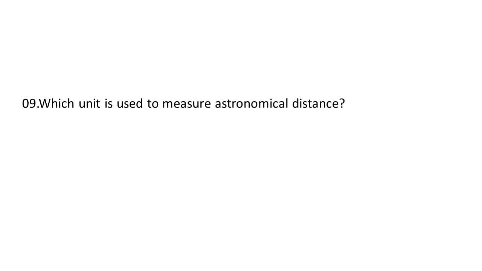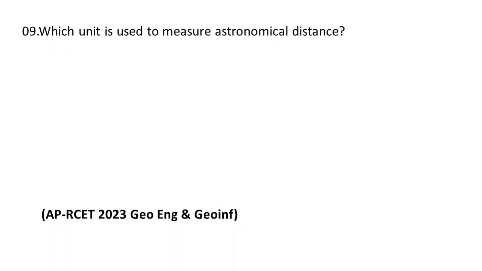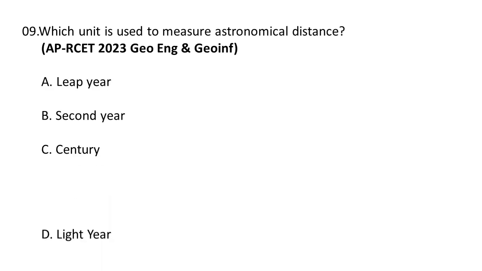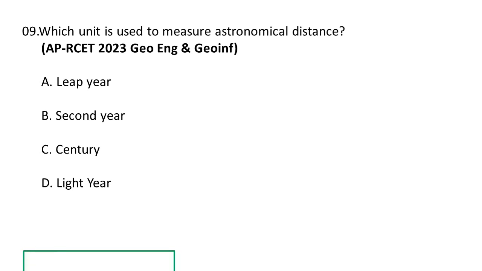Which unit is used to measure the astronomical distance? Very simple question. The choices are A. leap year, B. second year, C. century, and D. light year. Obviously, light year is used to measure the astronomical distance.